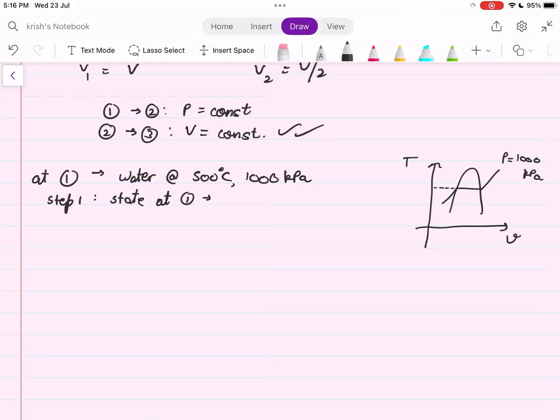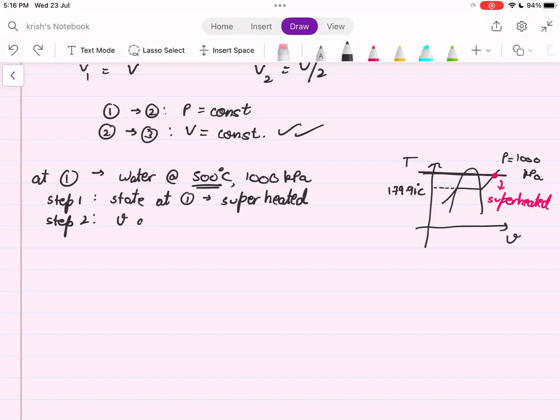So this is 179.91 degrees Celsius. However, our given temperature is 500 degrees Celsius, which means it is somewhere over here. As the intersection point lies here, that means it is superheated. That means we can find the specific volume from the superheated table.